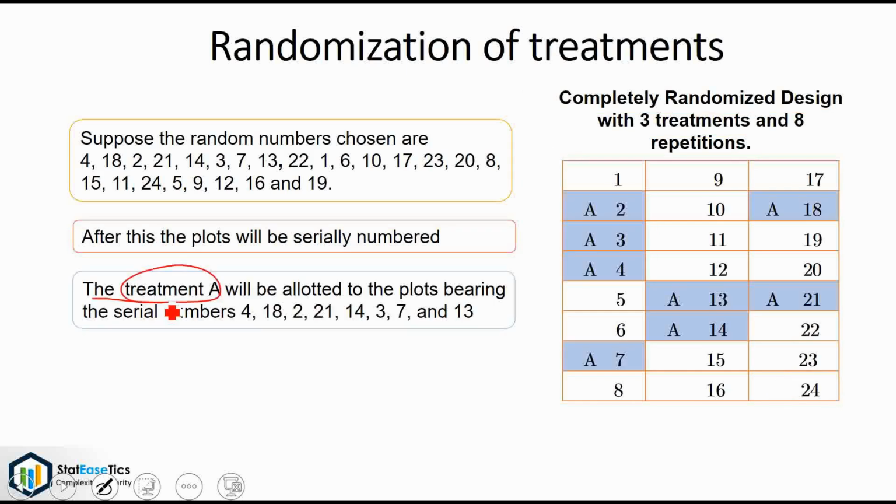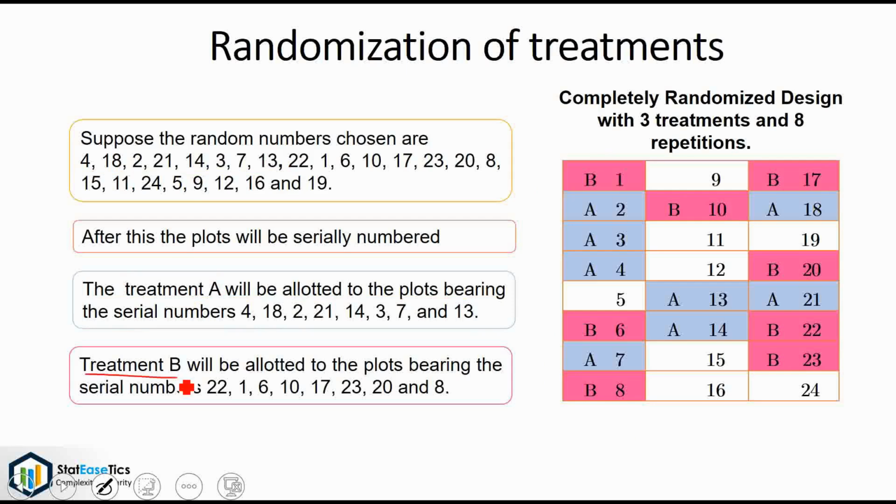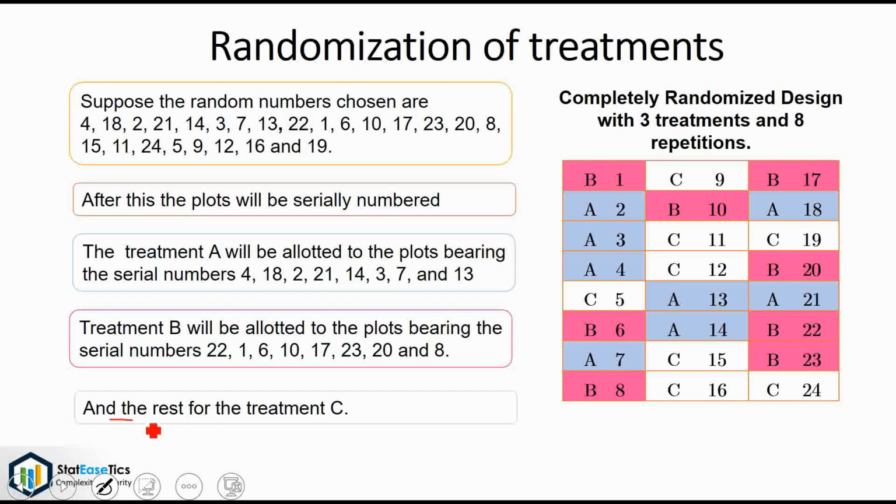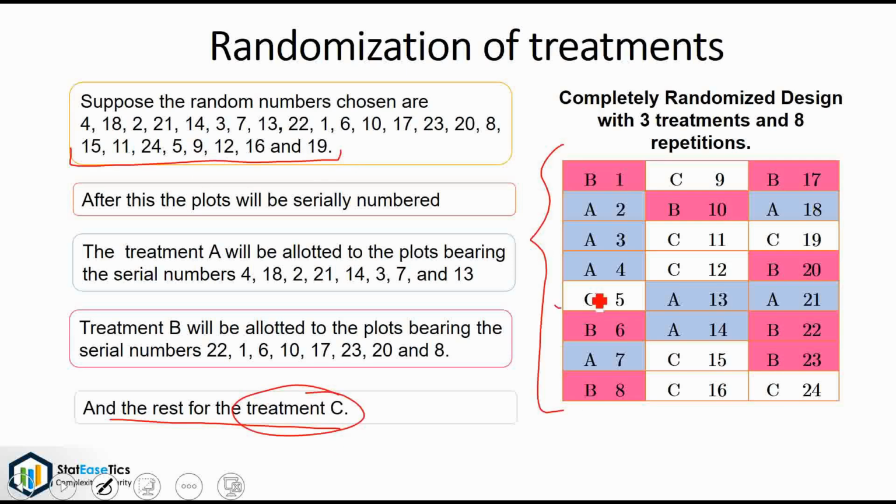Further, treatment A will be allotted to the plots bearing the serial numbers 4, 18, 2 till 13, that is, the first 8 random numbers will be allotted treatment A, as you can see here in blue boxes. Then, treatment B will be allotted to the plots bearing the serial numbers 22, 1, 6 till 8, that is, the next 8 random numbers will be allotted treatment B, as you can see in pink boxes. Then the rest of the random numbers, that is 15 to 19, will be allotted treatment C, which you can see here in white boxes.